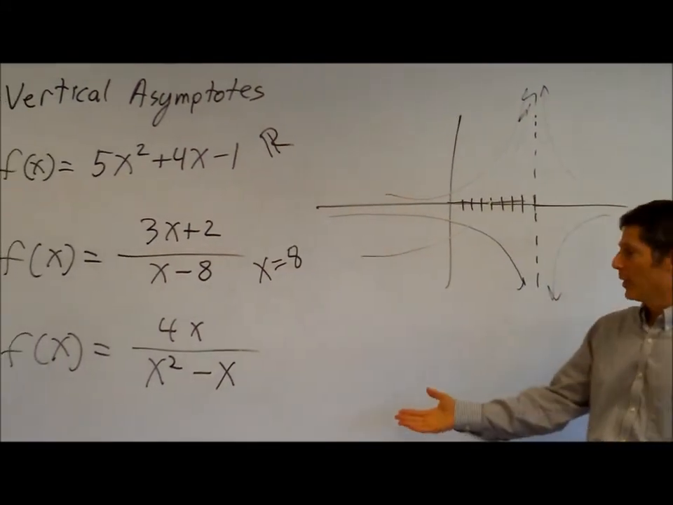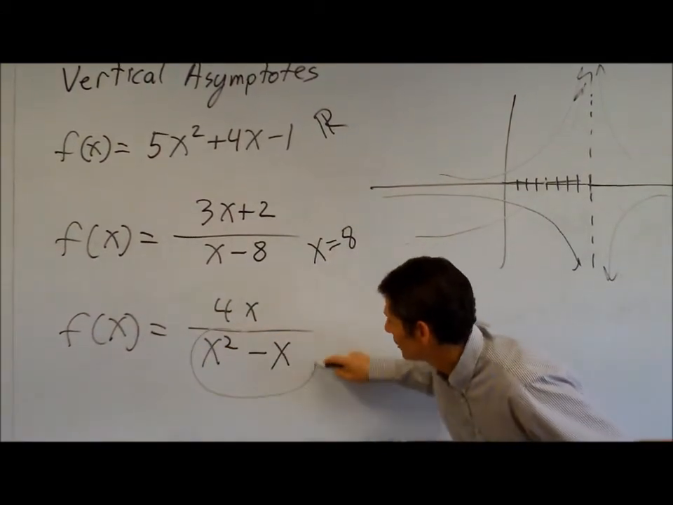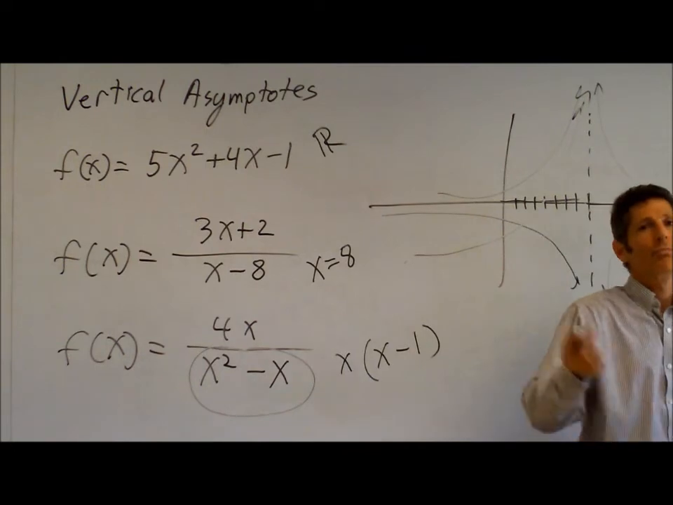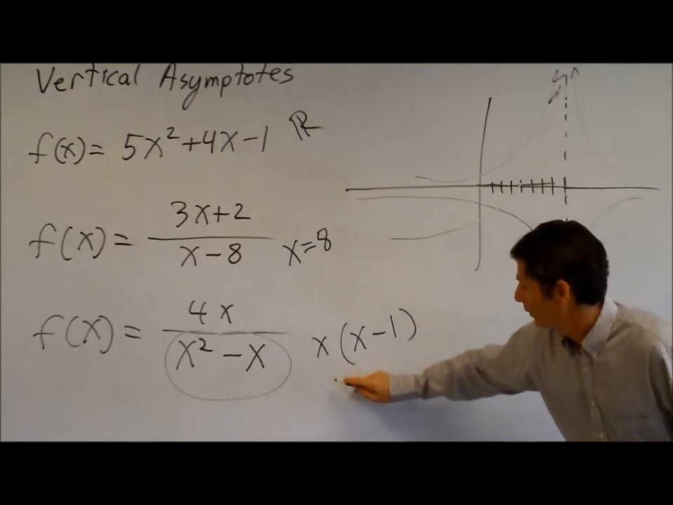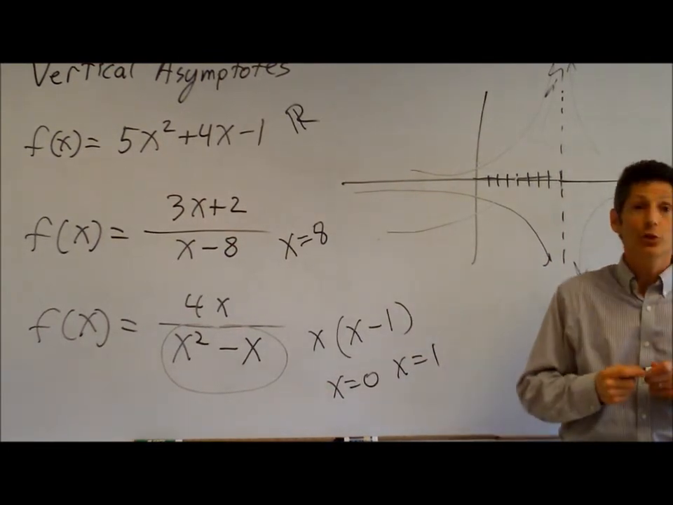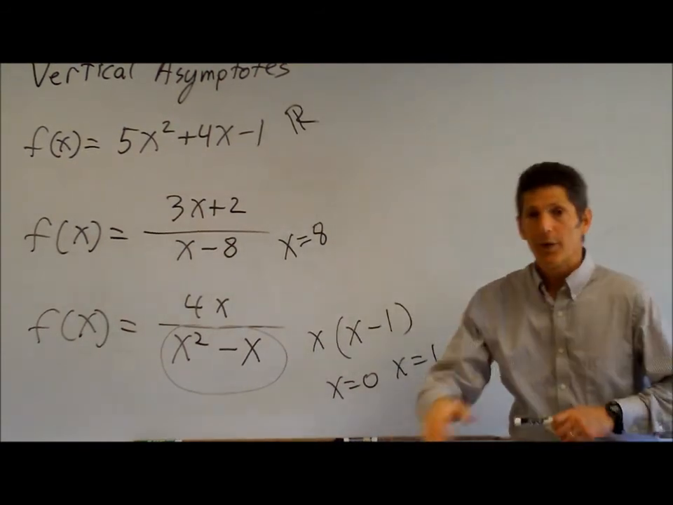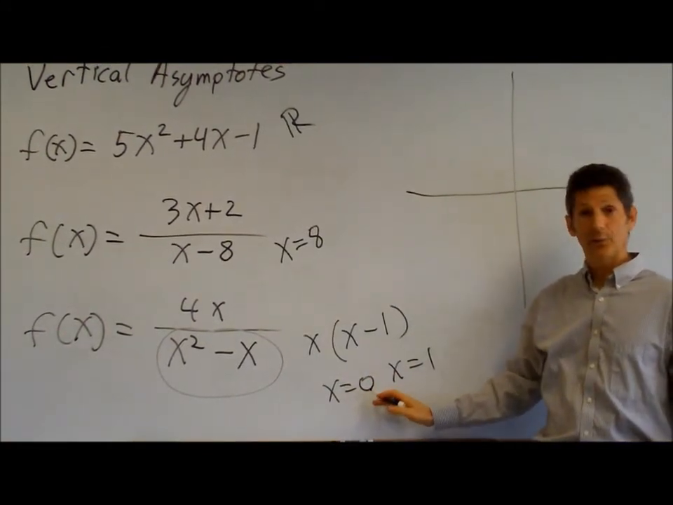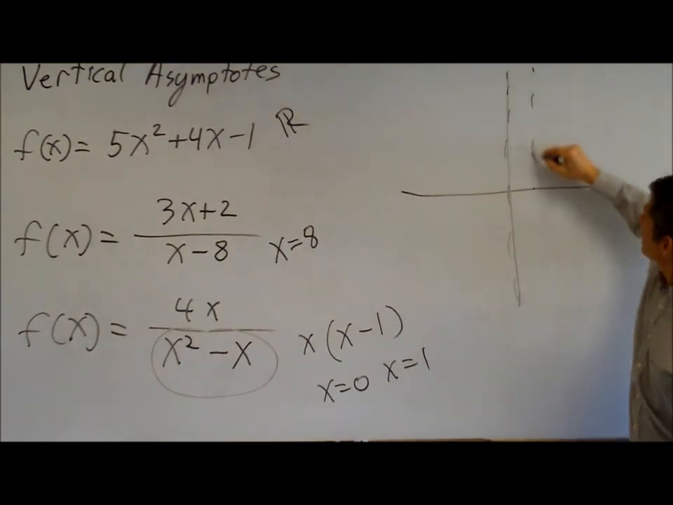So, for this last one, where is this function undefined? Again, I'm just looking at the bottom. What makes this bottom 0? I can factor out an x, and that just gives me x minus 1. I'm factoring it just to make it more obvious what x values produce a 0. If I stick in a 0 or a 1, at x equals 0 and at x equals 1, this guy has 2 vertical asymptotes. I don't know exactly what the function looks like, but I'm not allowed to cross the line x equals 0, which is the y-axis right here, and x equals 1. So you've got 2 vertical asymptotes.